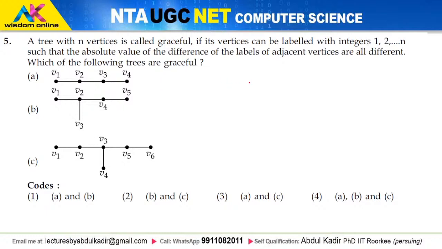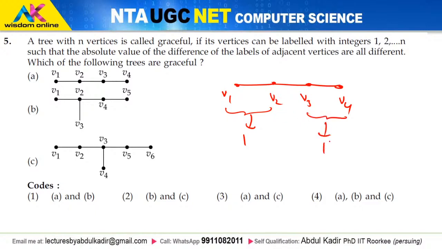So see, this first one is not graceful, because if you see v1, v2, v3, v4, the difference here is 1, the difference here is 1, the difference here is also 1. So that's why this is not graceful.